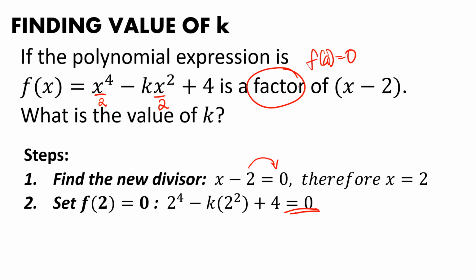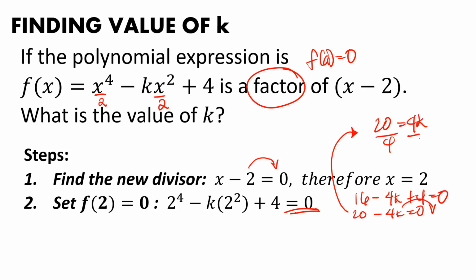Okay? Now, after that, let's find the value of k. Let's simplify this. 2 raised to 4 is 16 minus 4k plus 4 is equal to 0. 16 plus 4 is 20. So, 20 minus 4k is equal to 0. We just transpose 4k since it is negative. So, 20 is equal to 4k. Divide by 4. Therefore, k is equal to 5.